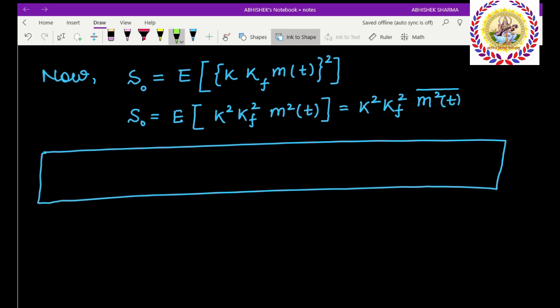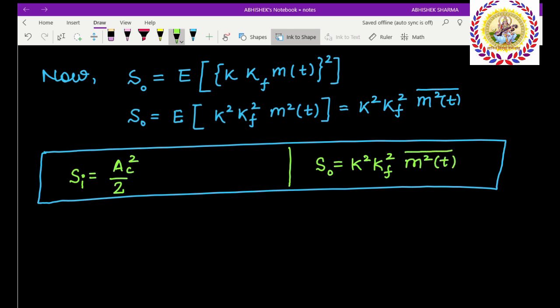Now, as we have already calculated two signal powers, that is at node A, which is Si, and at node B, which is S naught. Si will be equal to AC square by 2, and S naught will be equal to k square into kf square into m square t bar, which represents the mean square value, that is the power of mt.